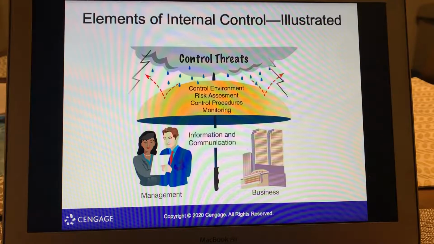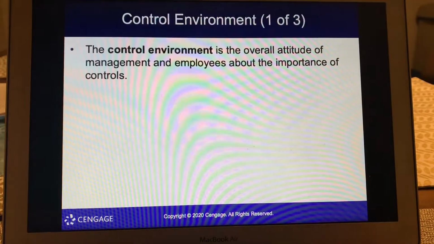Elements of internal controls illustrated. So here's the umbrella. It's the overarching control environment. It controls the environment, provides a risk assessment, control procedures, and it monitors. So the information and communication is protected, and management and the business are protected by this overarching umbrella.